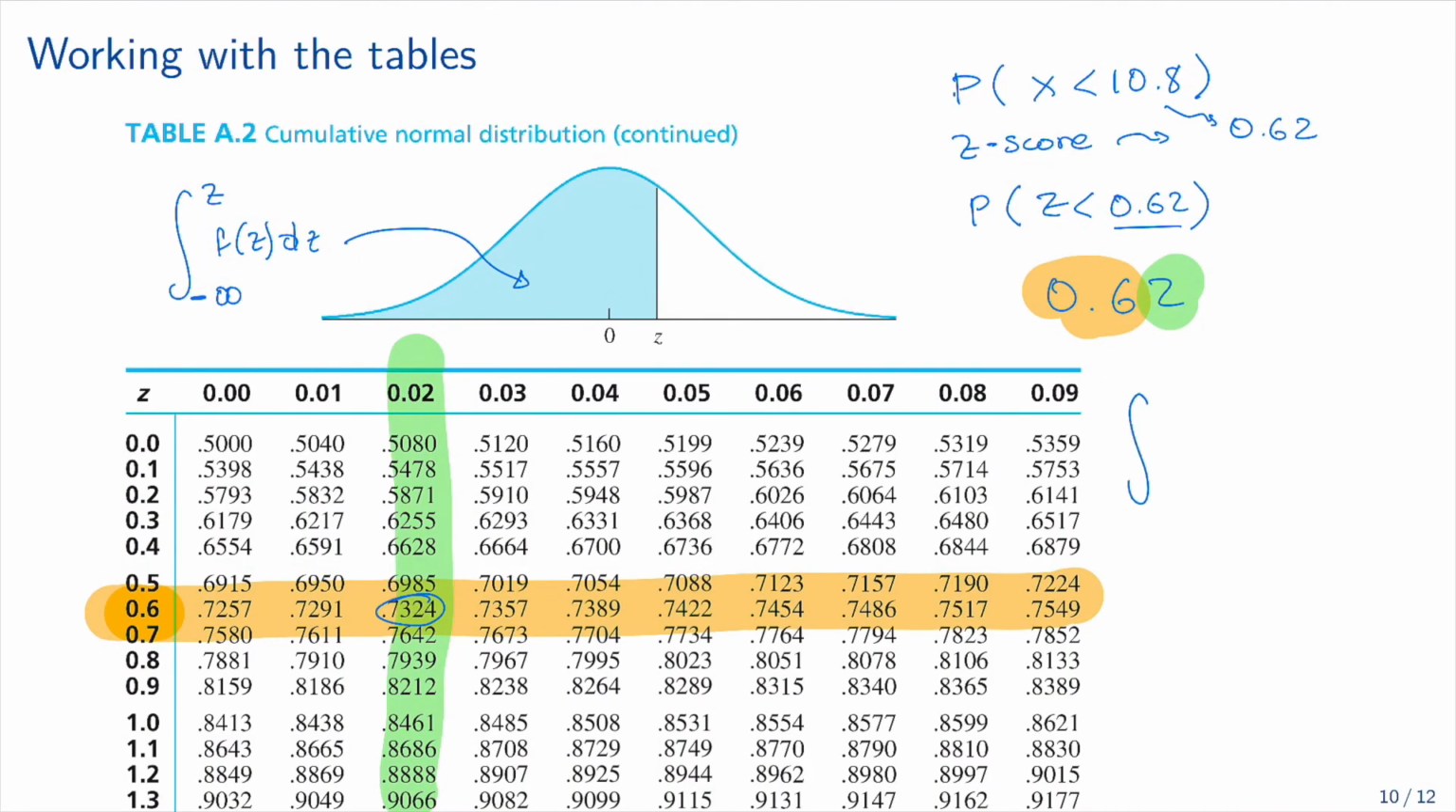So the integral from minus infinity to z equal to 0.62 of f of z dz is equal to 0.7324, and that represents the probability that z is less than 0.62, or the probability that x is less than 10.8 thousandths of an inch.